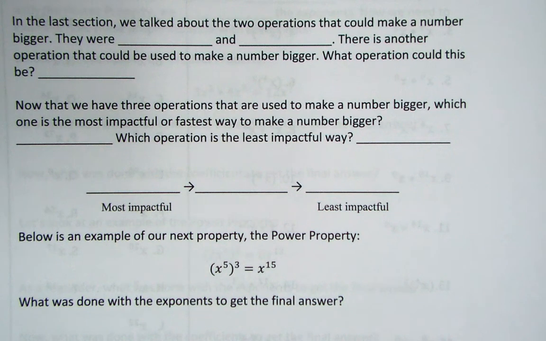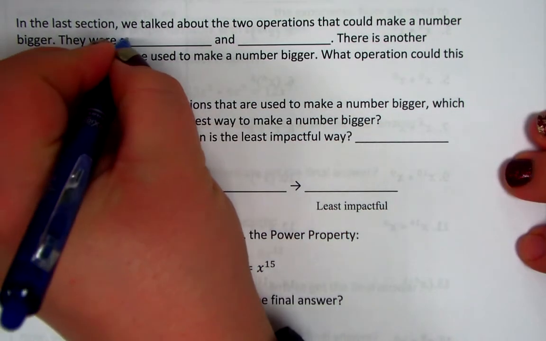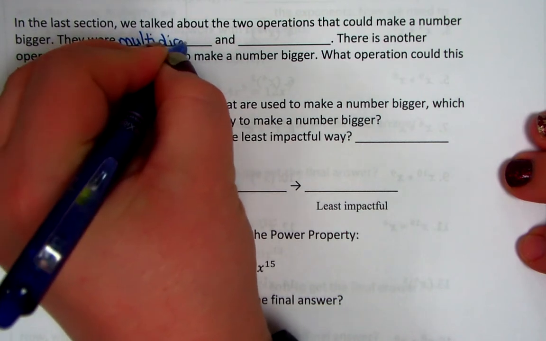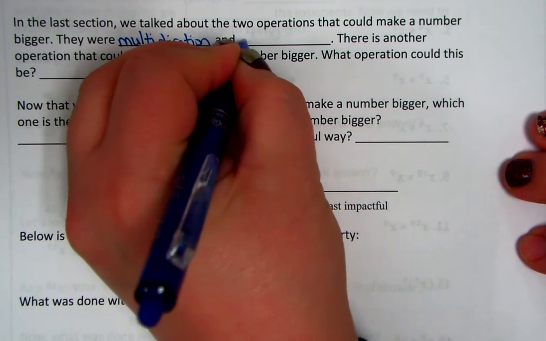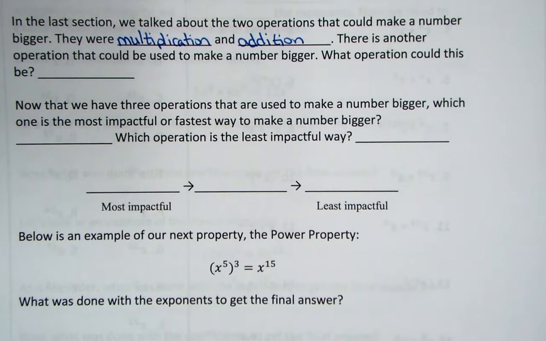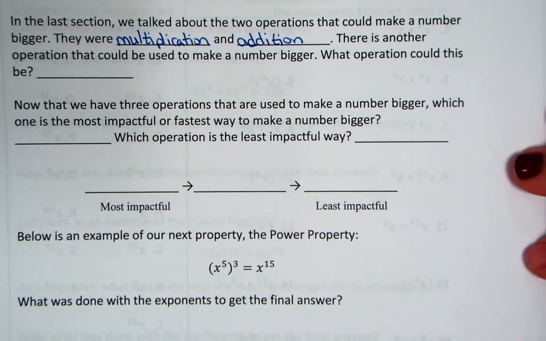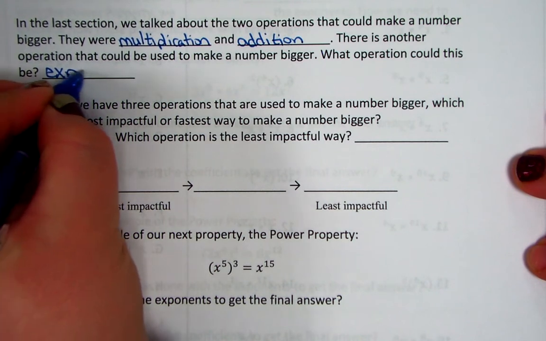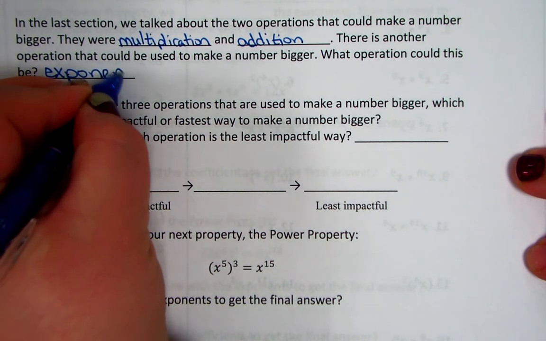So in our last section, we talked about the two operations that can make a number bigger, and those two operations were multiplication and addition. But there's actually another operation that could be used to make a number bigger. And the operation that can be used to make a number bigger would be exponent, or the power operation.